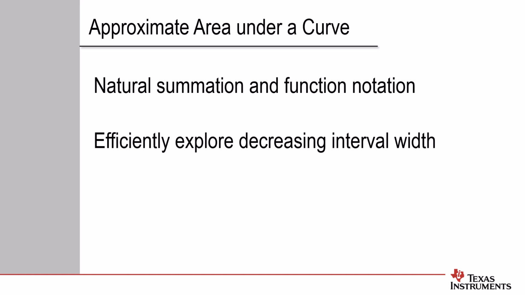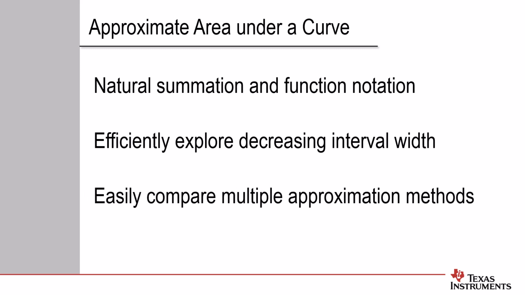Combined with the function notation, we were able to efficiently explore a decreasing width or interval, and we can compare the different approximation methods. Remembering Simpson's rule basically fills in the gap instead of with a straight line, but a quadratic. So expect it to give some pretty good results. It's just the formula's a little bit more difficult to work with.